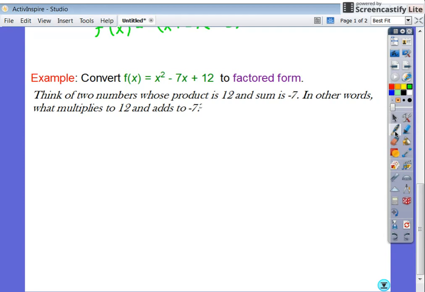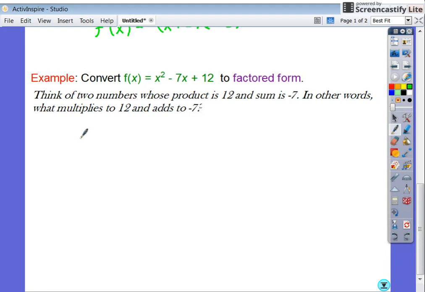Okay, now I'm going to convert f of x equals x squared minus 7x plus 12 to factored form. So what I'm thinking is what two numbers multiply to 12 and add to negative 7. All right, so here's what I noticed about this one. I multiply to get a positive number and add to get a negative number. So I know both of my factors have to be negative numbers, because a negative times a negative is a positive, and a negative plus a negative is a negative.